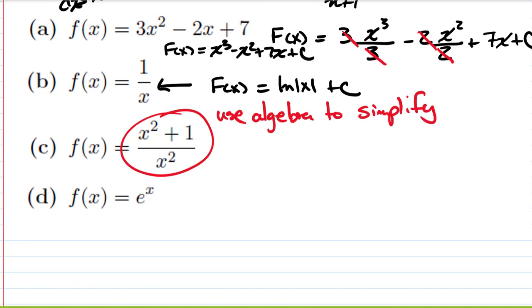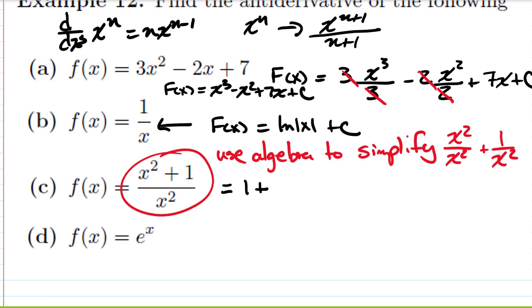So if we do term-wise division, we would get x squared over x squared plus 1 over x squared. So then this simplifies to, well, x squared over x squared reduces to 1 plus, and then we're going to want to use the rule that we used for a, so namely this rule, the antiderivative of x to the n. So we're going to rewrite 1 over x squared with a negative exponent as x to the negative 2.